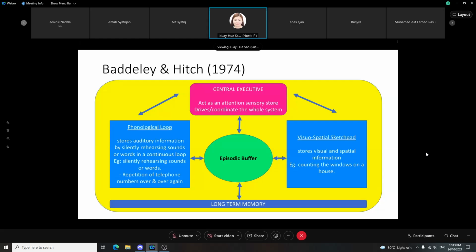Okay, and then another type is the visual spatial sketchpad. Visual is basically when you see things, look at them, and spatial information as well, like counting the windows of a house and trying to remember how to get to any place at all. Like how do you navigate yourself around the campus, for instance? Some people have very good memory about space, that's why they are said to have better spatial recognition than other people. Some people go to a place 10 times and they still couldn't find it.